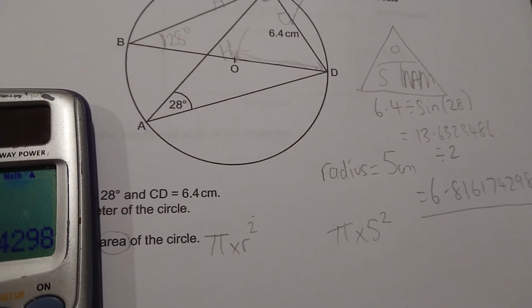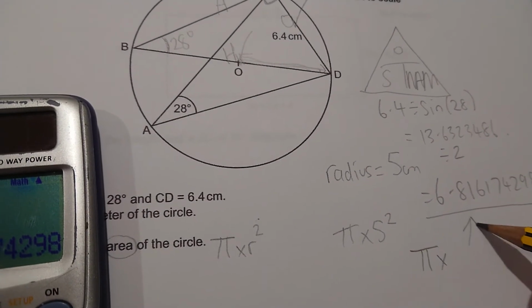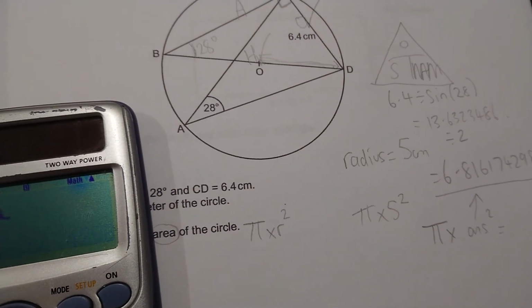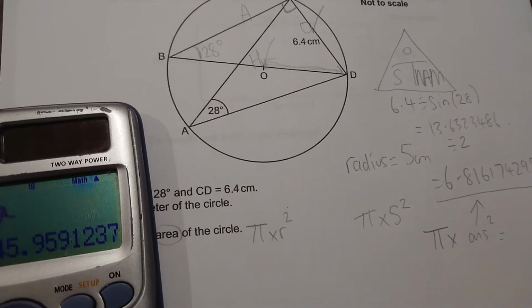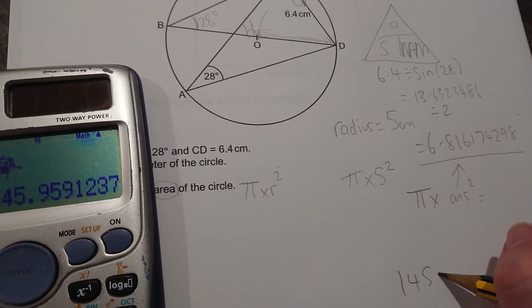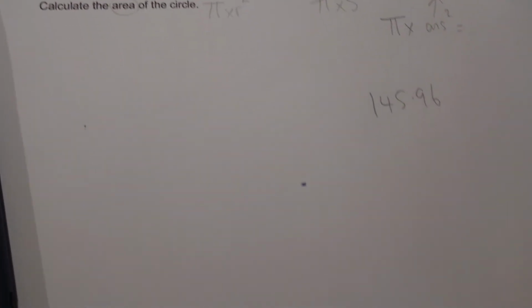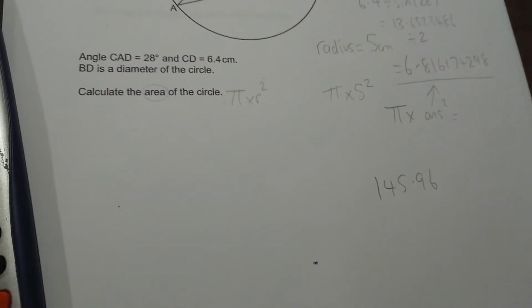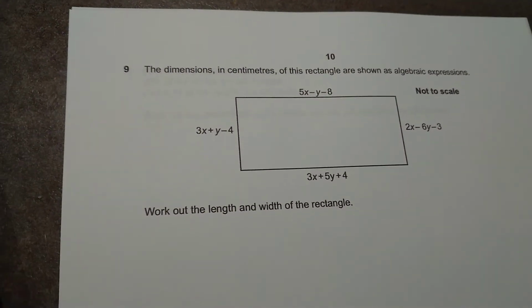And now I just need to put that into pi times the radius squared. So basically pi times the answer squared. So if I work out what that is, that will give you an answer then of 145.96. So again, check, does it say how to round it? Nope. So I'm just going to write now 145.96. Right, the final question then for this video, oh no it's not actually, we've got 10 as well, sorry.